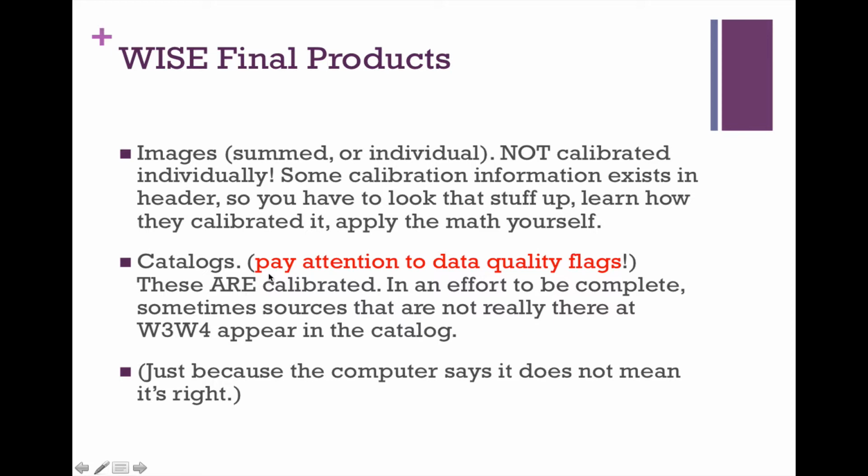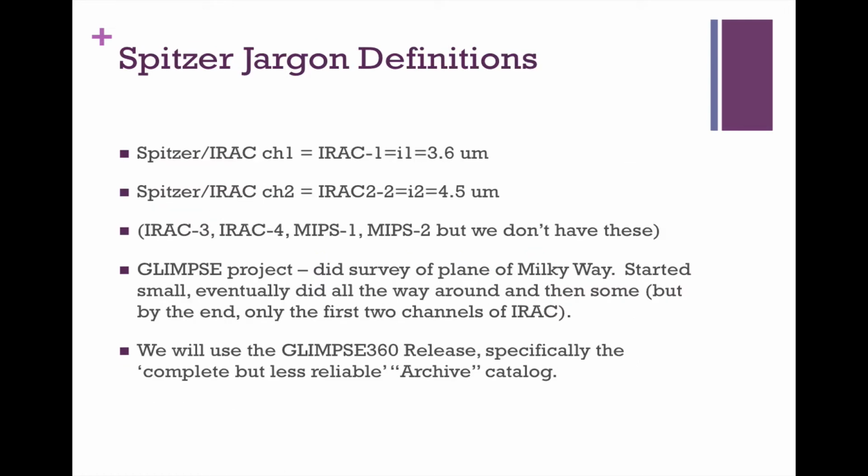But it's really, really important to pay attention to the data quality flags because they're trying to be really complete and get absolutely everything that might be a source in the images. Sometimes there are sources that are not really there at all that appear in the catalog, and that happens most often for WISE 3 and WISE 4. And as I've said before and will say again many times, just because the computer says it doesn't mean it's right. Just because there's an object in the catalog doesn't mean it's really there. It's really important to look at the images and see if you believe what the computer is telling you.